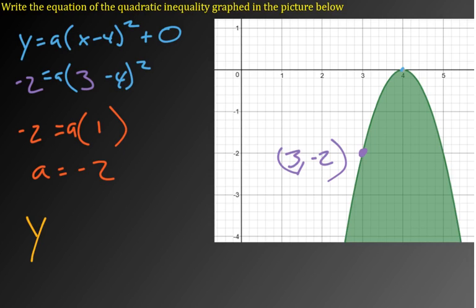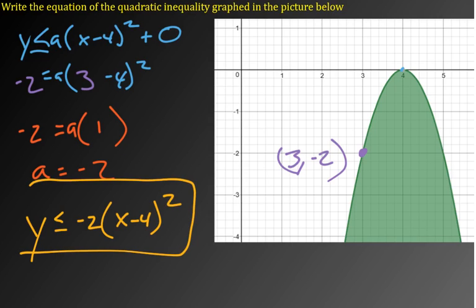so we know it's actually, I wrote this kind of wrong, but it doesn't really matter too much. It was a less than or equal to, because it was a solid line, or solid curve right here. So we know we have y less than or equal to negative 2 times x minus 4, all of that squared, and then plus the 0, but we can just leave it off, right? And if you go check it, if you plug this thing into Desmos or something, you will get that graph right there.